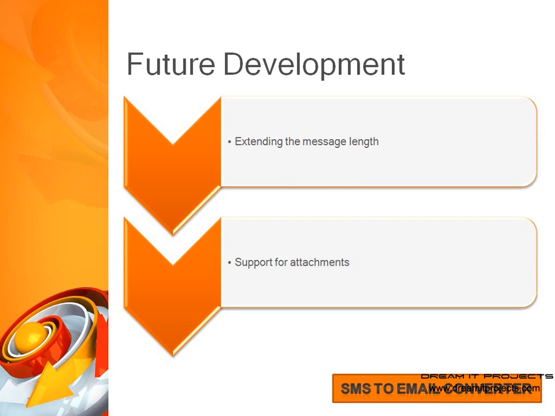Future development may include extending the message length. In the current development, the message body is restricted in length, to 160 characters. We will try to increase the length of the message, and add support for attachments. The current development does not include support for attachments, but in a future enhancement we will make sure that attachments also get attached to a mail while sending it.